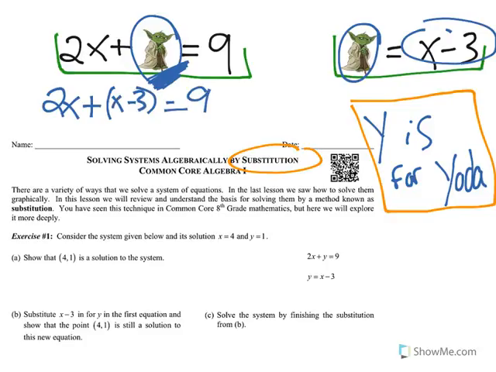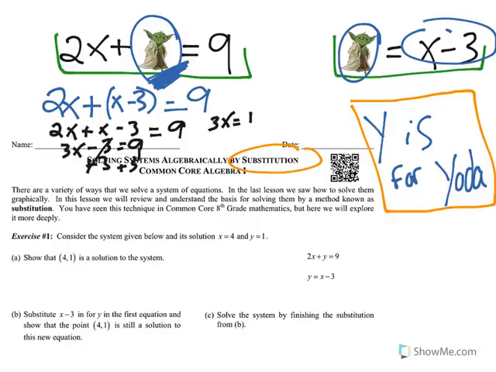And now I can just solve this equation. Nothing fancy to do here, so just drop those parentheses. You'll get 2x plus x minus 3 equals 9. That becomes 3x minus 3 equals 9. I'll add this 3 over, and it gives me 3x equals 12. And if I divide by 3, I will find that x equals 4.